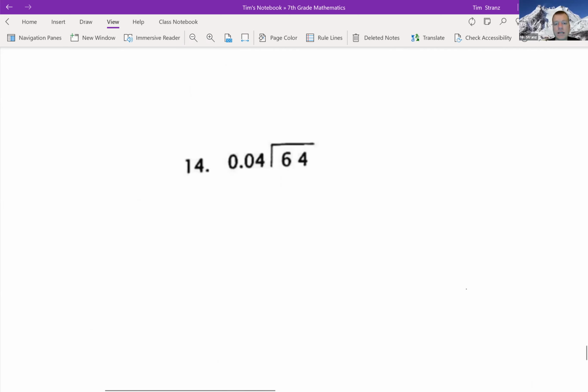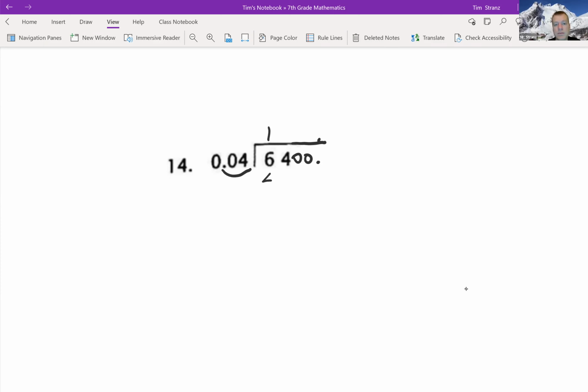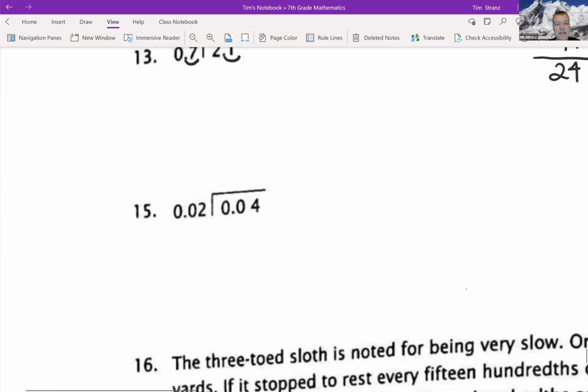All right, number 14. Now this one, I got to move it over twice. So it becomes just like that. So I know 4 goes into 6 one time. Bring down my 4. 4 goes into 24 6 times, and then 2 zeros. So 1600.